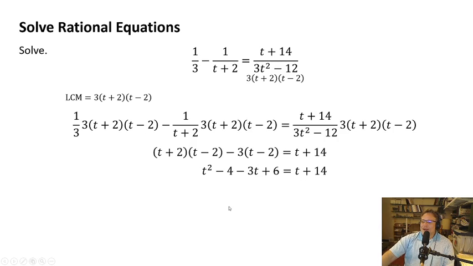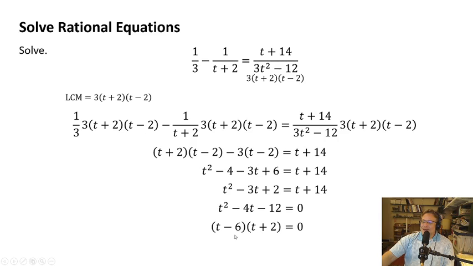If we get everything on one side of the equation and combine like terms, we'll have t squared minus 4t minus 12. Here we want to try and solve this for t by factoring, doing our double bubble. What are two numbers that multiply to give us negative 12 and add to give us negative 4? The answer is negative 6 and positive 2. When we set each one of these equal to 0, we get t minus 6 equal to 0, which means t is equal to 6. Or we get t plus 2 equals 0, which means t would be negative 2.